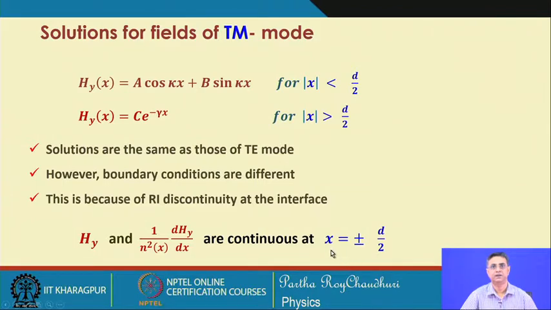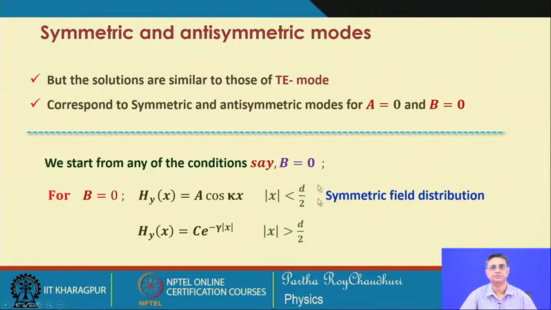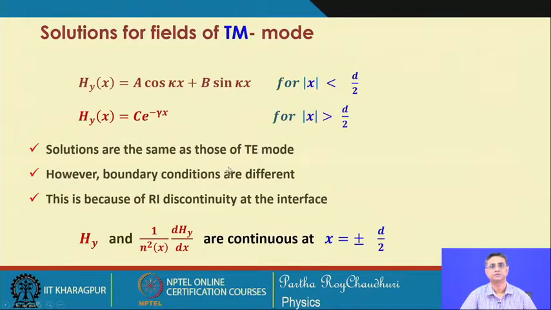So, if we plug in these conditions into the equation, then again in the same way we will get that either A equal to 0 or B equal to 0 for this equation, which will be a consequence of the boundary conditions, and that will lead to the eigenvalue equations.